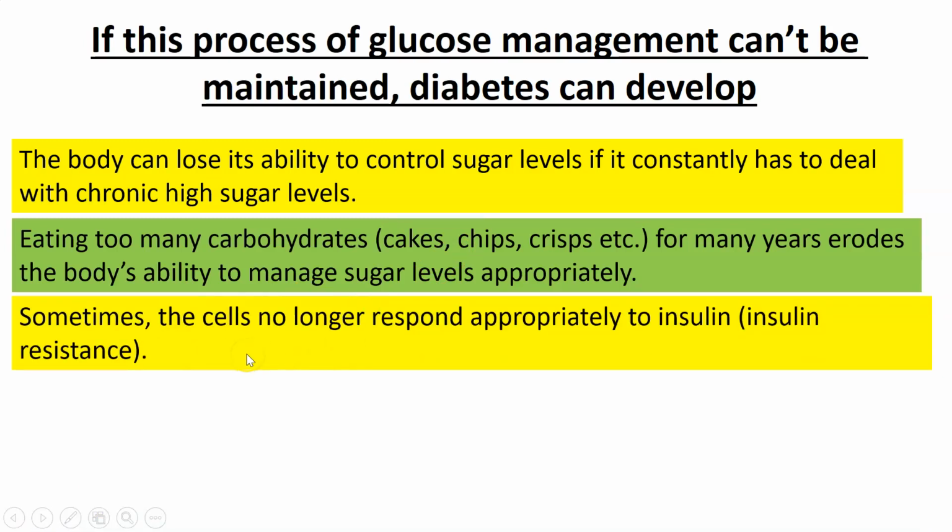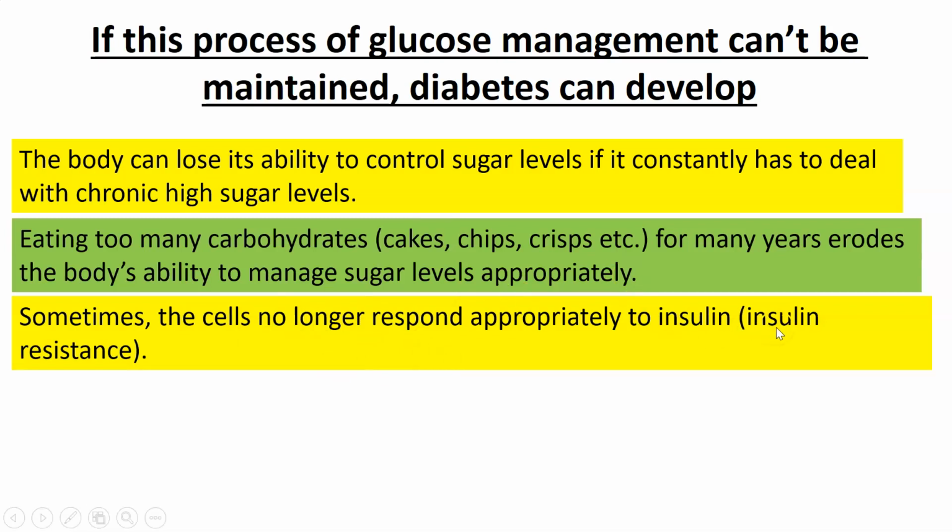Sometimes this erosion comes about because the cells can no longer respond appropriately to insulin. Insulin normally binds to the insulin receptor, you start the sequence of events, and then glucose enters the cell. But by exposing your body to constantly high levels of sugar, you erode the body's ability to keep this system working properly.